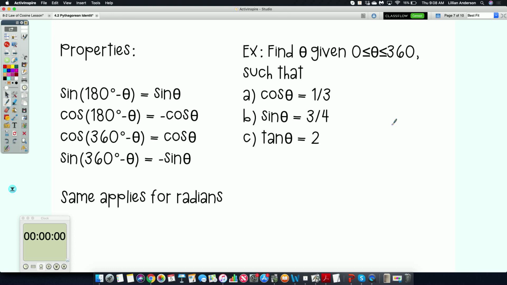So for this, we're going to be using our calculator here. Okay? I'm using our calculator for these examples. So given that, find theta, given that theta has to be between 0 and 360 degrees, such that cosine theta is equal to 1/3. Cosine is positive in which quadrants?